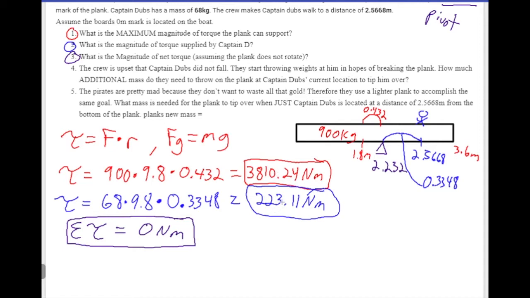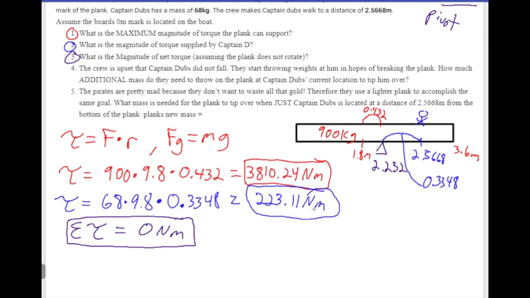Isn't net torque this minus this? Well, yeah, if it was moving, but again, it's not moving. The plank is not falling into the ship. And we said in the question what the maximum magnitude of torque is. This is the maximum amount of torque that our plank can supply. How much torque is our plank supplying?